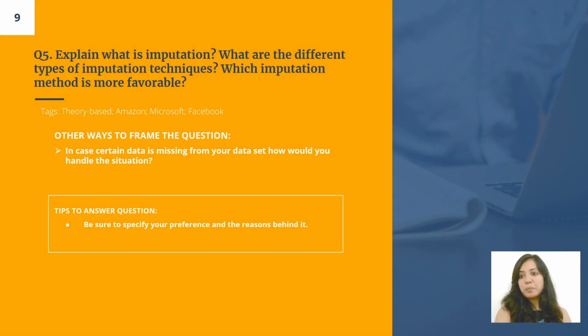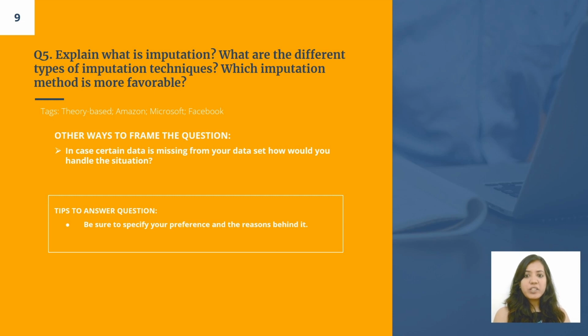Question 5. Explain what is imputation. What are the different types of imputation techniques? Which imputation method is more favorable? Another way to phrase this question could be: how would you handle or tackle a situation where certain of your data points are missing?